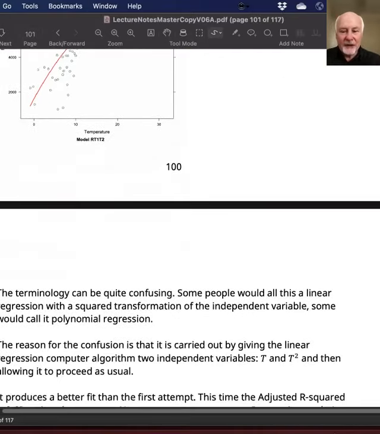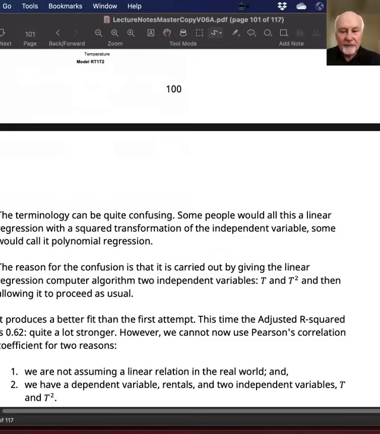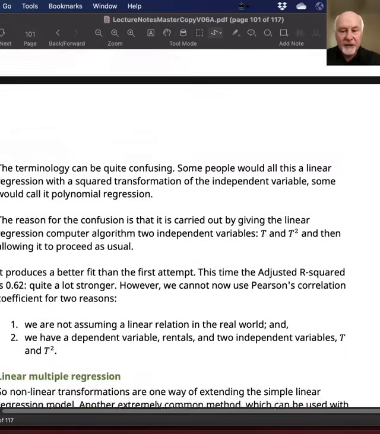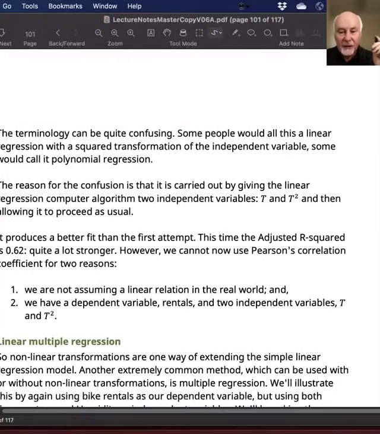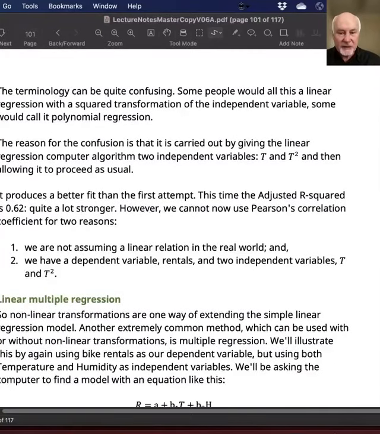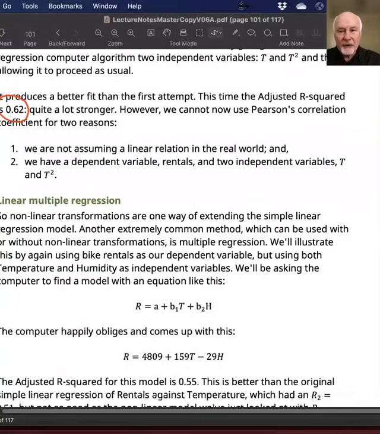Now, the effect of this, we still get an adjusted R squared out of this. And you can see the adjusted R squared is quite a lot better. It's 0.62 now, so it's gone up from 0.51 to 0.62. So that's quite a bit stronger. But we don't now use Pearson's correlation coefficient. So one is we're not assuming, for two reasons, that there's a linear relationship in the real world.